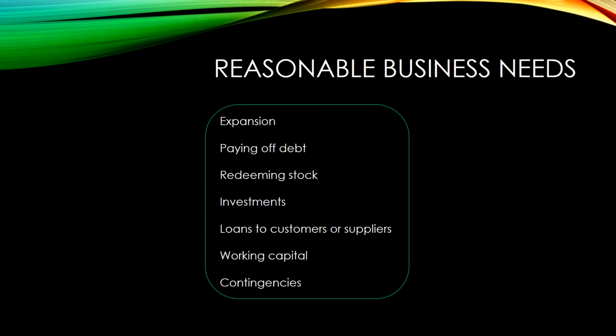The IRS is fairly generous about what it considers reasonable business needs, and will allow the company to retain earnings above the threshold for an expansion, such as buying another business or opening another location, paying off business debts, redeeming stock from the estate of a deceased shareholder, investment needs, loans to customers or suppliers, working capital such as cash, inventory, or accounts receivable, and providing for contingencies such as lawsuits that don't go your way or insurance.